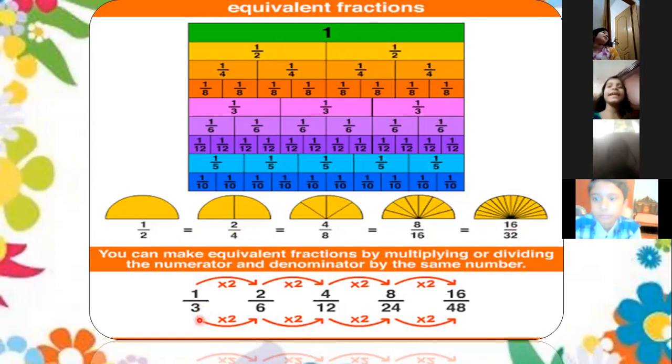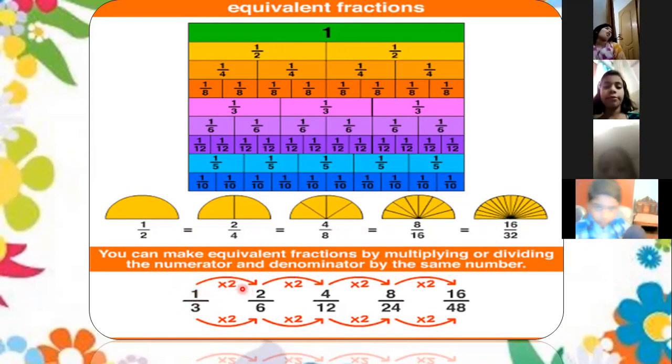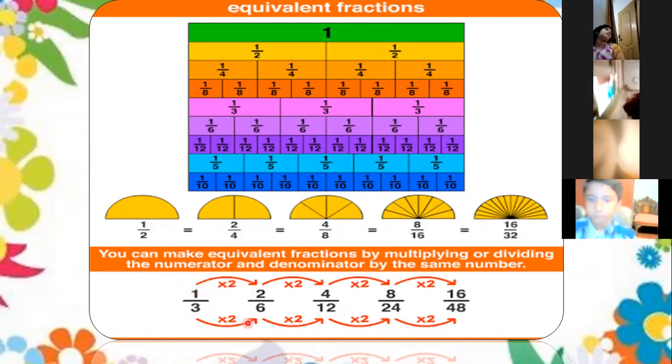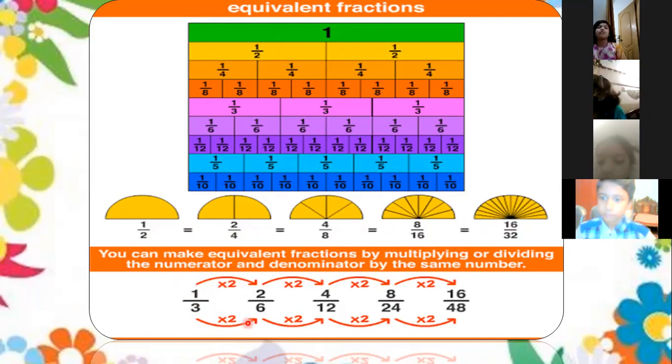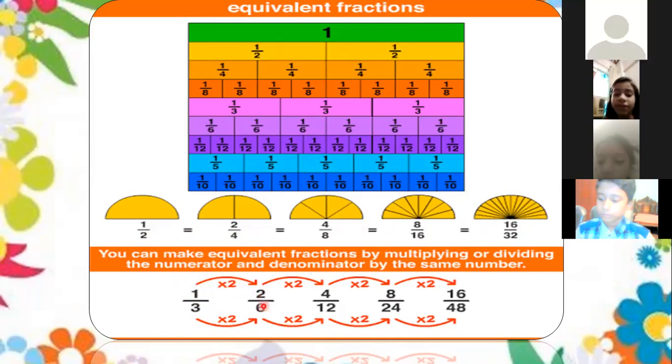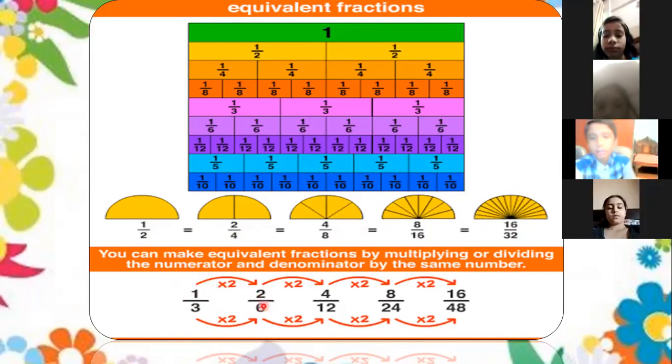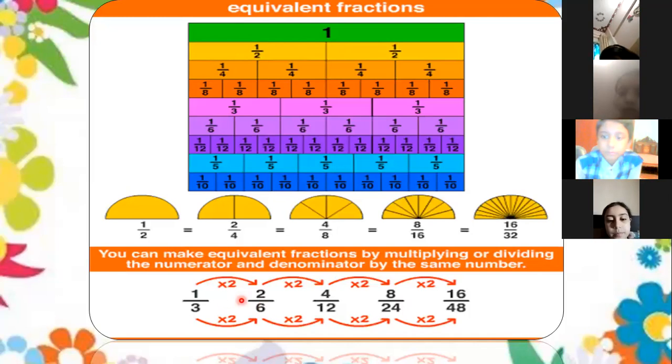Here you can see in this example 1 upon 3. We multiply 1 upon 3 by 2. The numerator and denominator both will be multiplied by 2. We get the answer 2 upon 6. 1 multiplied by 2 gets 2. 3 multiplied by 2, we get 6. So 1 upon 3 is equal to 2 upon 6.